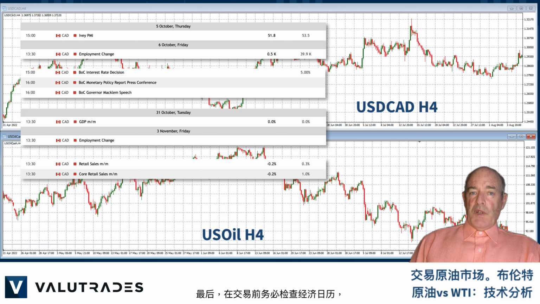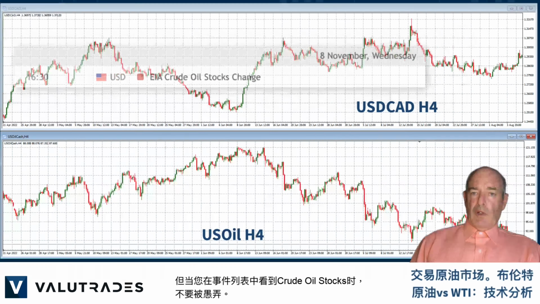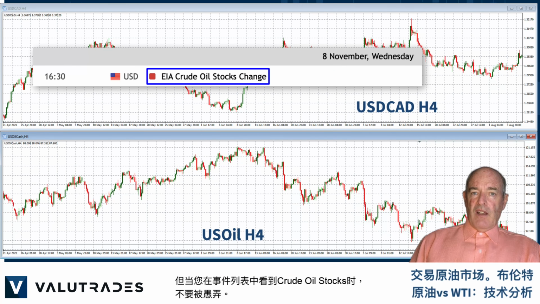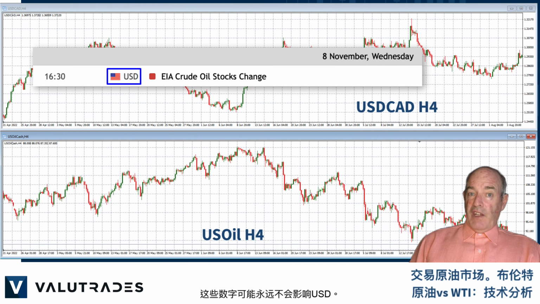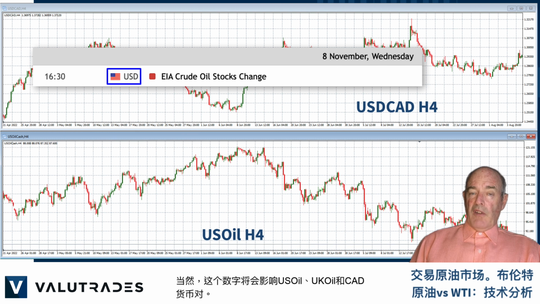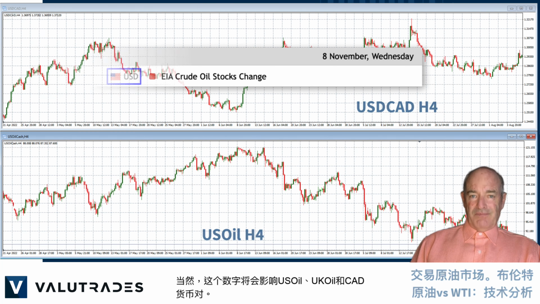In closing, always check an economic calendar before you trade, but don't be fooled when you see crude oil stocks on the list of events. For lack of an alternative, it is always listed as US dollar. The figures will likely never affect the US dollar. The figures will, of course, affect US oil, UK oil, and the Canadian dollar pairs.